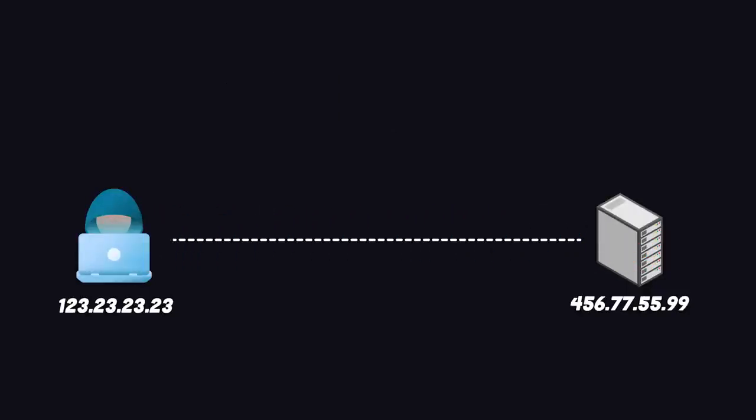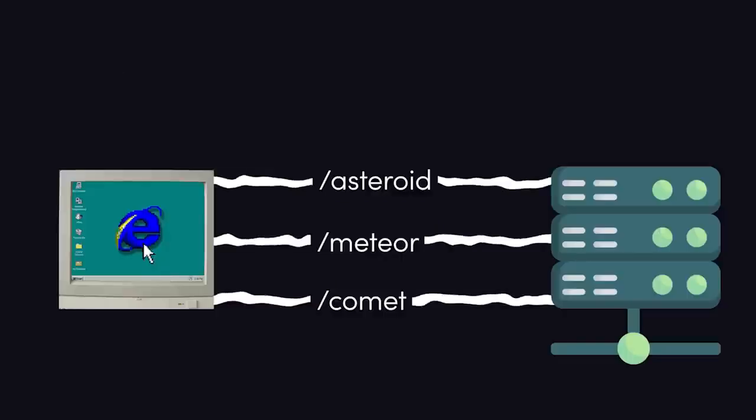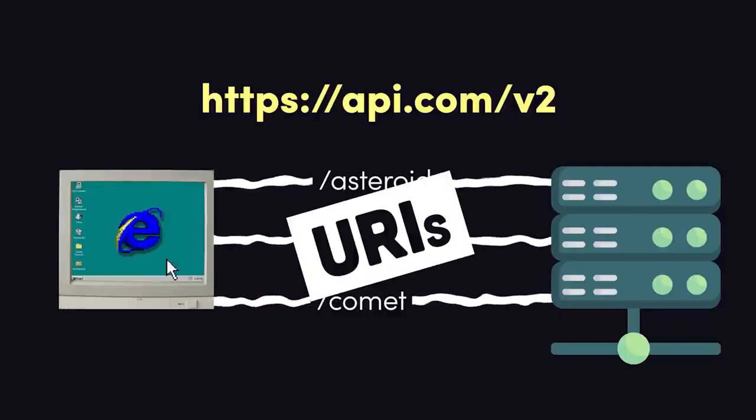Modern servers provide a standardized way for a client to request data, which is called an Application Programming Interface, or API. The most common architecture is REST, where URLs are mapped to different data entities available on the server.